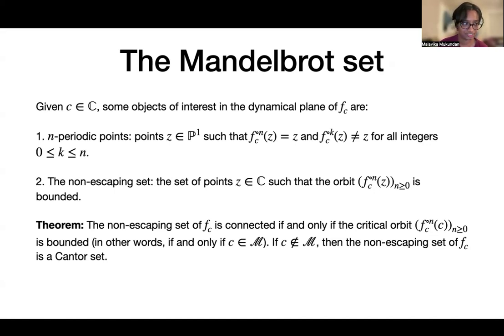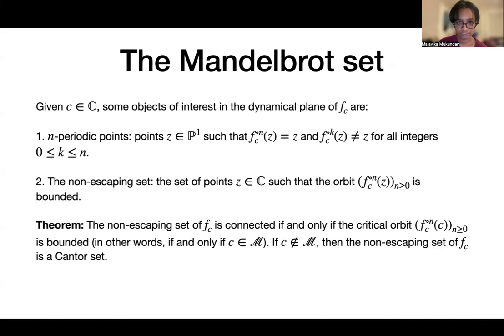What's an n periodic point? It's a point that comes back to itself under f sub c after exactly n steps. So that's an n periodic point. And we also care about the cycle containing an n periodic point, which is called an n periodic cycle. We also care about the non-escaping set. This is the set of points z in the complex plane for which the forward orbit does not go to infinity. The forward orbit is bounded.